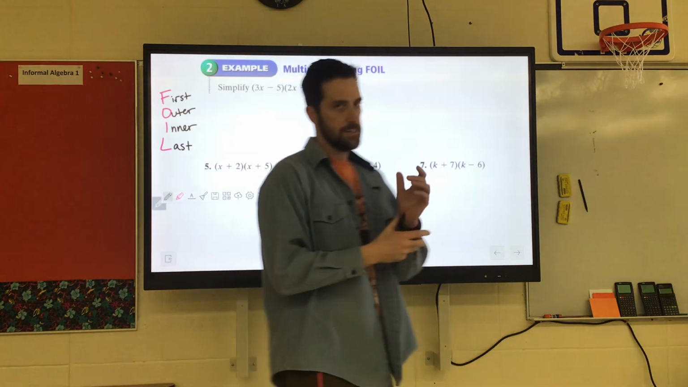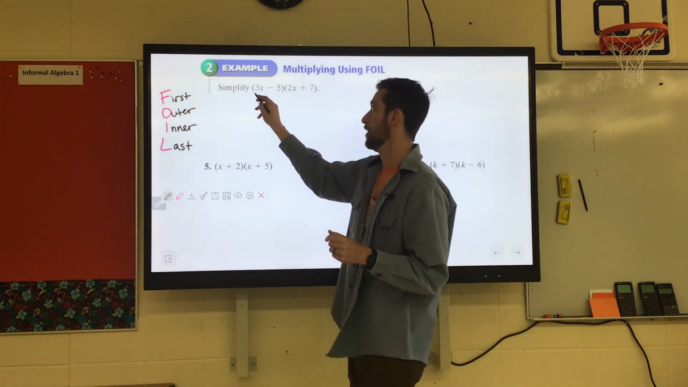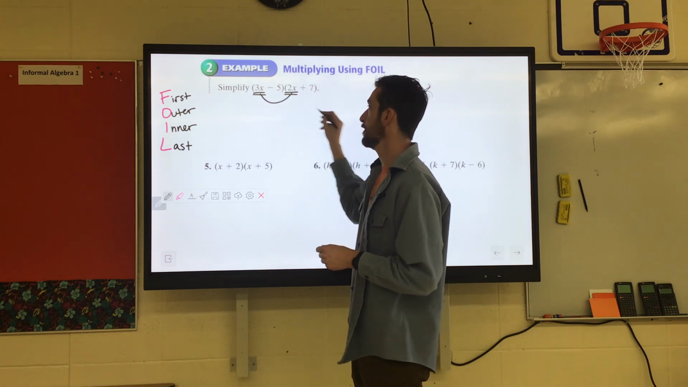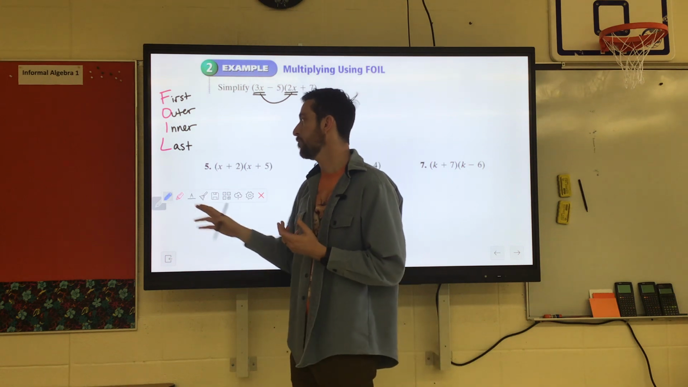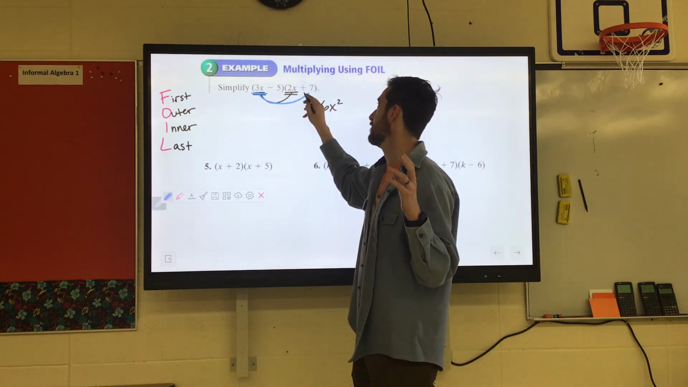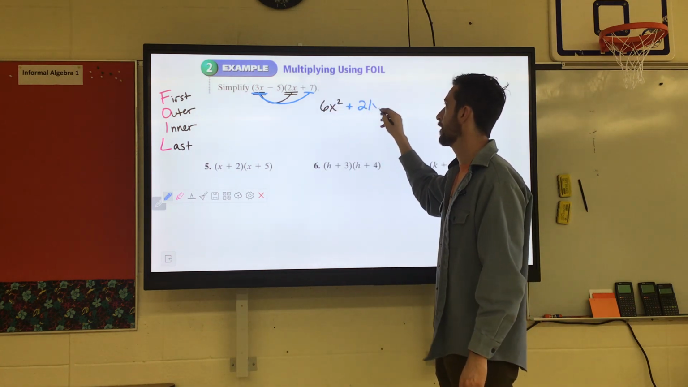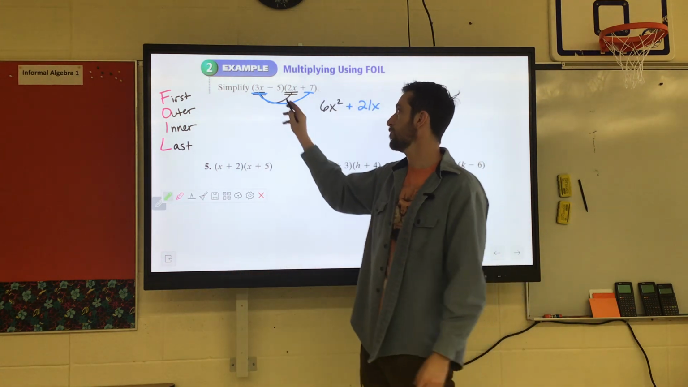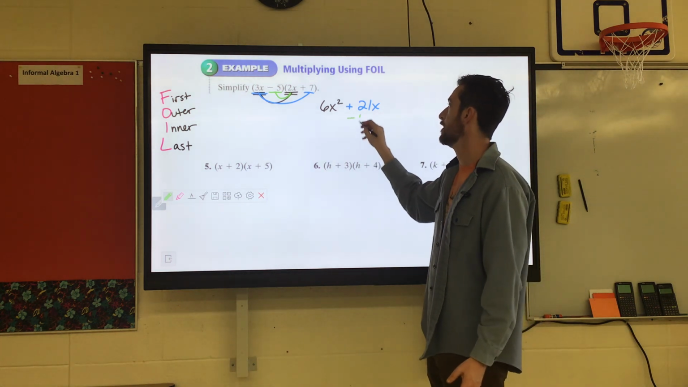So what that's saying is, you multiply the first terms in each parentheses, which in this case would be 3x and 2x first. So that would give you 6x to the second. Then you multiply the outermost terms. The furthest ones out would be 3x and 7. 3x times 7 is 21x. Then you do the innermost terms. Our innermost terms would be the negative 5 times positive 2, which would be negative 10x.